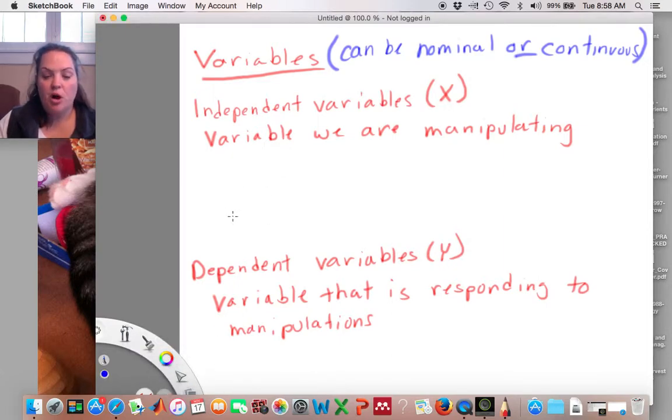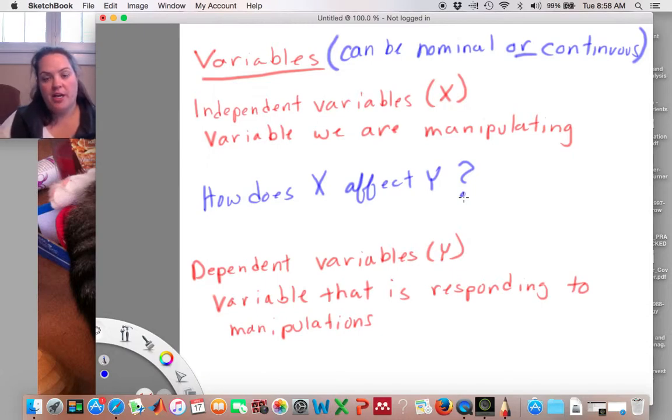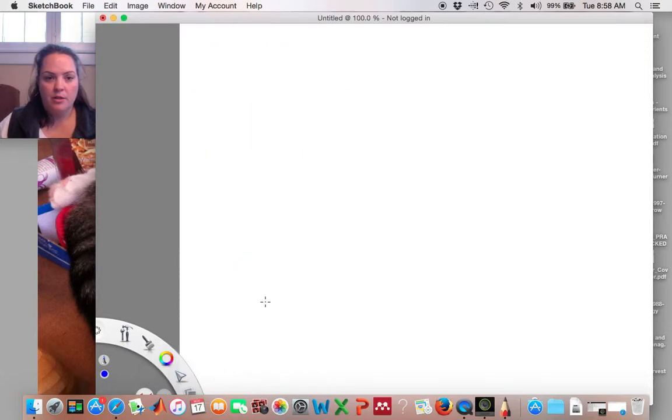Okay? So when we ask a question, we're often asking, how does x, which is our independent variable, affect y, which is our dependent variable? Now we'll get into question formation and how to run tests and ask questions about tests later, but this is just a little precursor to that. So we have independent variables, which are variables that we're manipulating, and dependent variables, which are those variables that respond to manipulations. All right, let's clear that out.